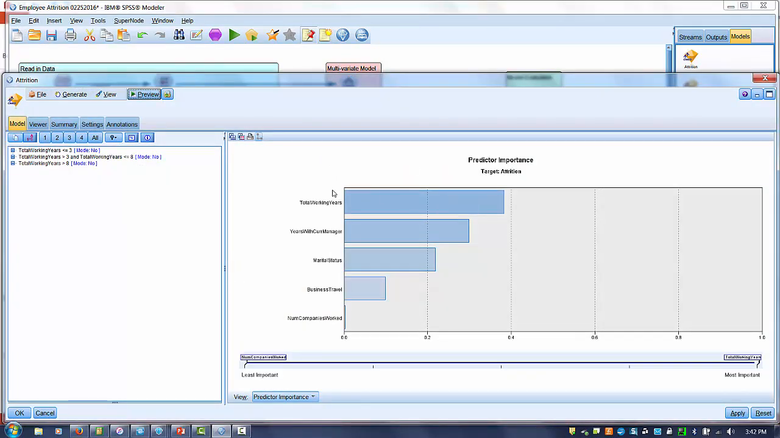Right off the bat, it sifted through all of those different variables and gave us a list of the variables in terms of importance. It looks like the total number of years they've been working is the most important factor. Also the years with the current manager, their marital status, and how much travel they did. The number of companies they've worked at also shows up in the list.